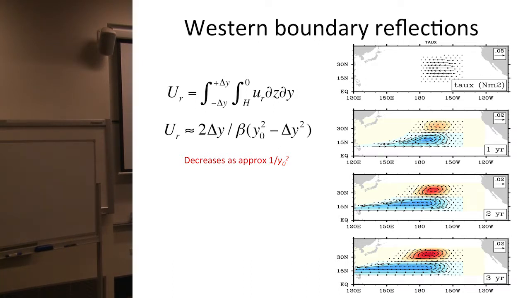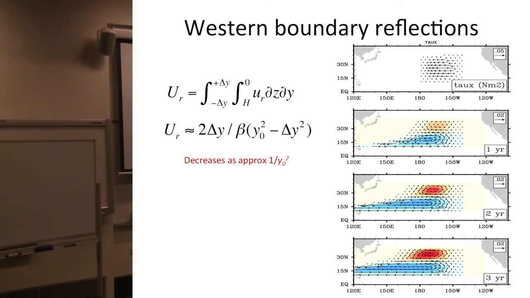Basically, the amount of mass the Rossby wave is carrying from the boundary can be described as a function of the distance from the equator. So this is the central latitude, the latitude of the maximum perturbation of thermocline depth. In this case, it would be roughly 15 to 20 degrees latitude.